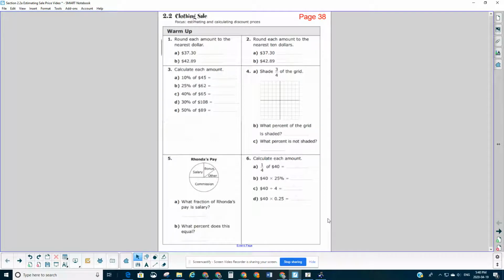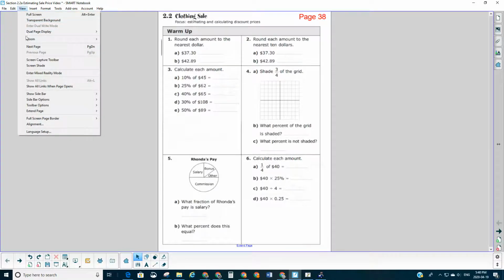Okay, grade 10s, we're going to move on to section 2.2 of our workbook, and we're going to talk about clothing sales. We're going to start by estimating and then calculating the discounts when we have clothes on sale. First, though, we're going to warm up and get back into the swing of things because it's been a while since you have done some math with me. So we'll start on this warm-up page on page 38.